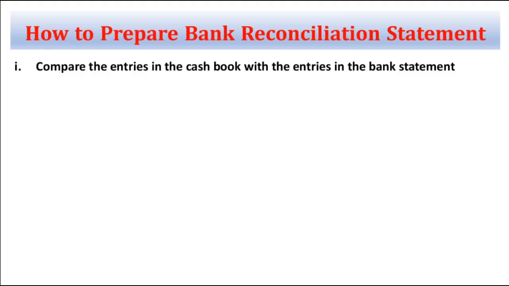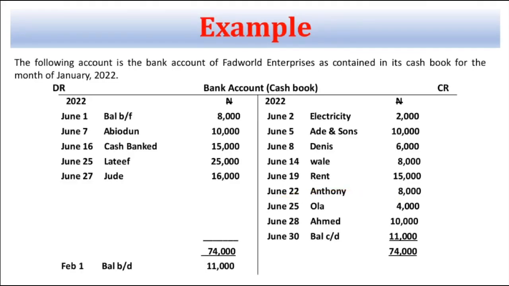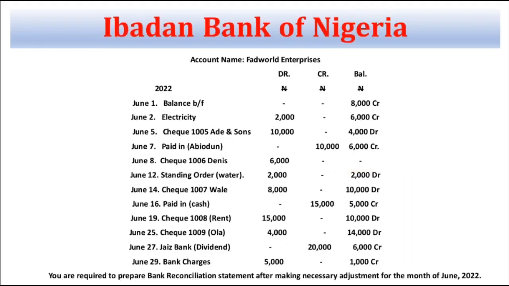So the first step is to compare the entries that we have in the cash book with those entries that appear in the bank statement. For example, let's look at the cash book of Forward Enterprises. If we look at the balance brought down, it is 11,000 naira. Now let's look at the bank statement. By the time the bank presented the bank statement, it showed a credit balance of 1,000 naira. The business is thinking they have 11,000 naira in the bank, but the bank statement revealed a balance of 1,000 naira.